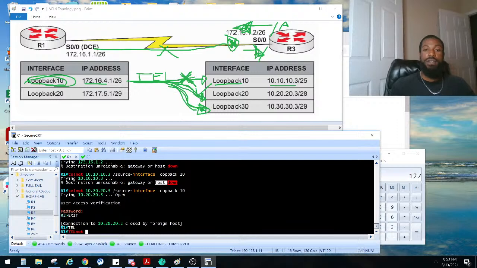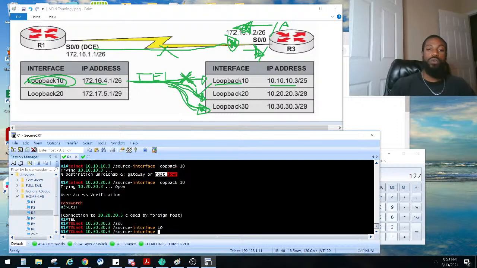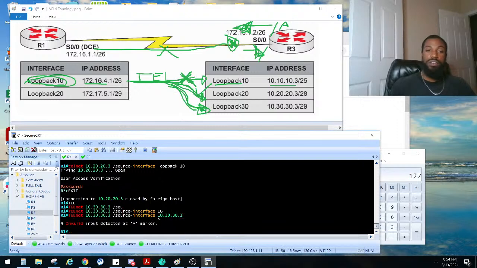I'll write it out this time. 10.30.30.3 slash source interface is gonna be loopback. Now we don't do loopback. We got to put the IP address, right? Because he don't know about the other guy's named interface or the name of his interface. 10.30.30.3. Enter.